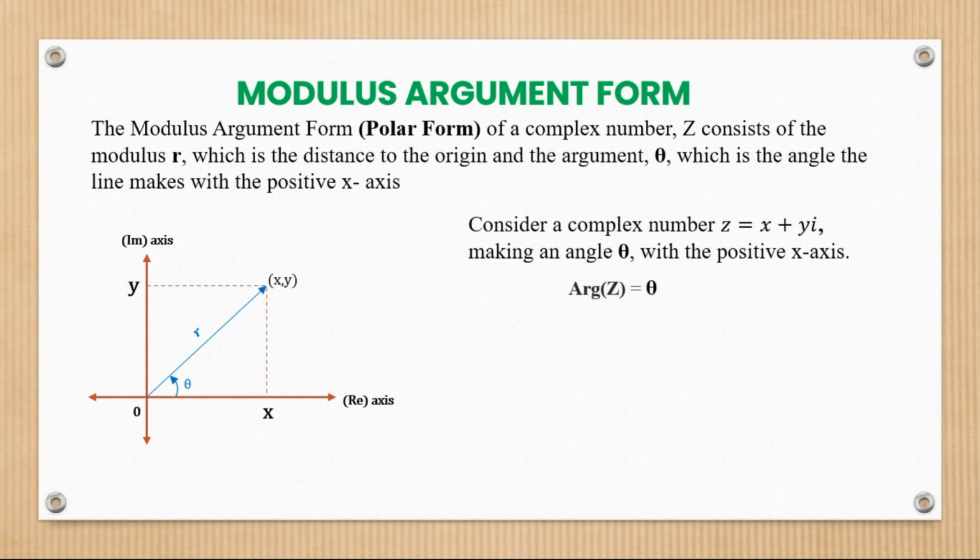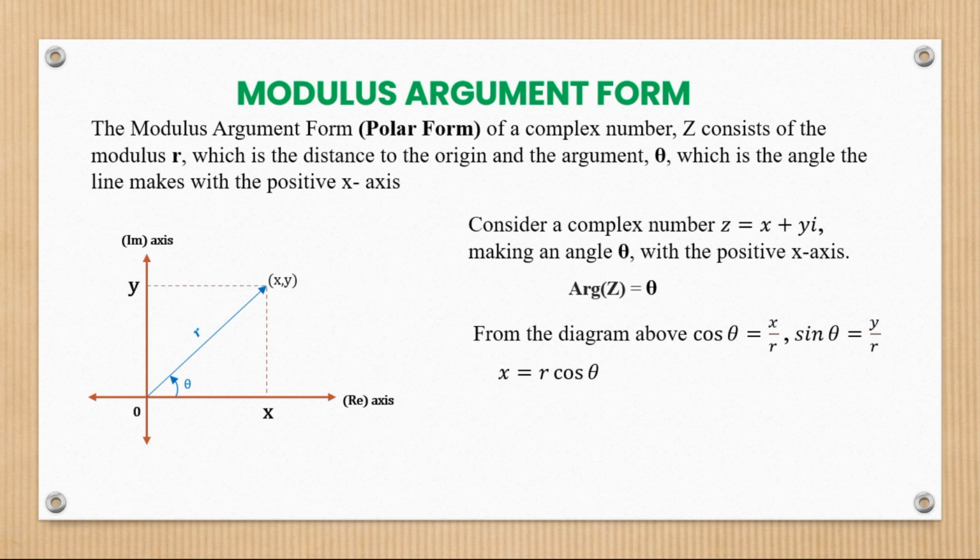You can see that the argument of z is equal to theta, and from the diagram we know that cos theta is equal to x over r. Remember that cos means adjacent over hypotenuse. The hypotenuse is r and the adjacent is x, so cos theta is equal to x over r. Then sin theta represents opposite over hypotenuse. The opposite of the angle theta is y, and the hypotenuse is r, so we have y over r.